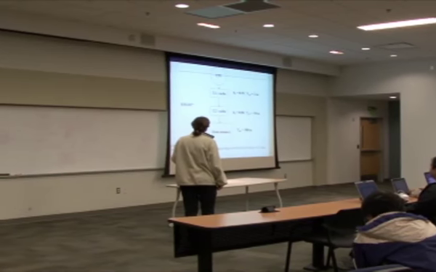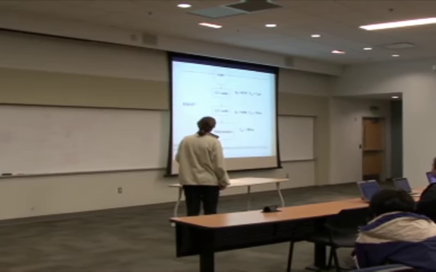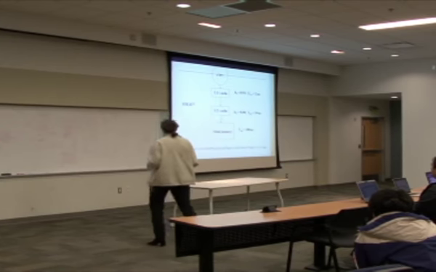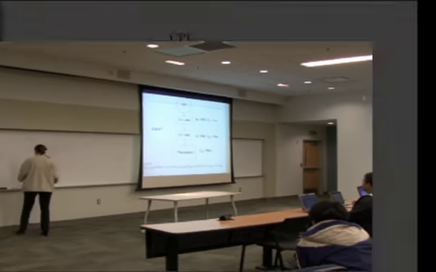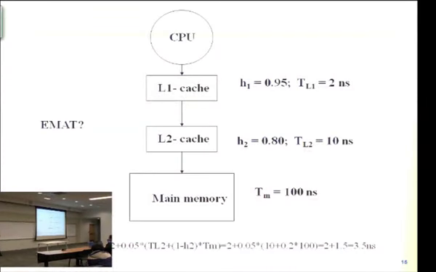How do we do that? Well, we can start from the bottom up or from the top down, and somehow for me it's easier to look from the processor side. So the first lookup is you start from the CPU and you look at L1 cache. And it says that H1 is 0.95 and the time is 2 nanoseconds.